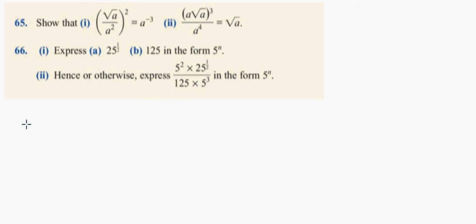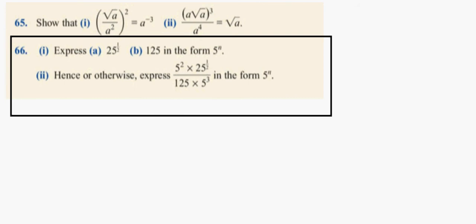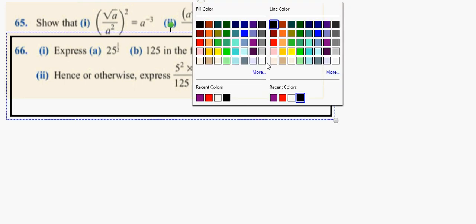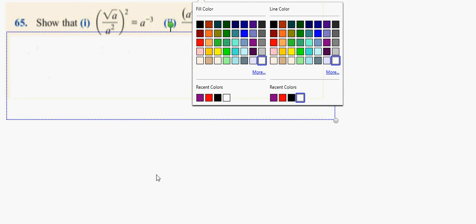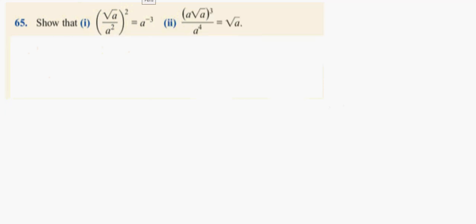Show that root a over a squared equals a to the power minus 3. Alright, two ways of doing this, predominantly. You can square first and divide second, or you can divide first and square second. It's your choice, so I'll give you both choices here. You have a to the power of a half over a to the power of 2, all squared. Everybody cool with that?